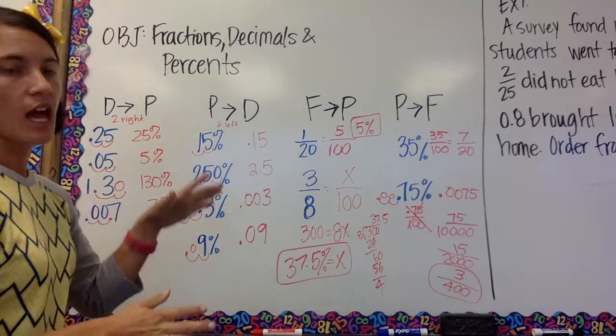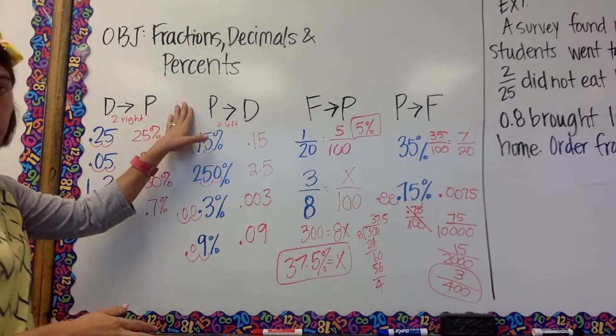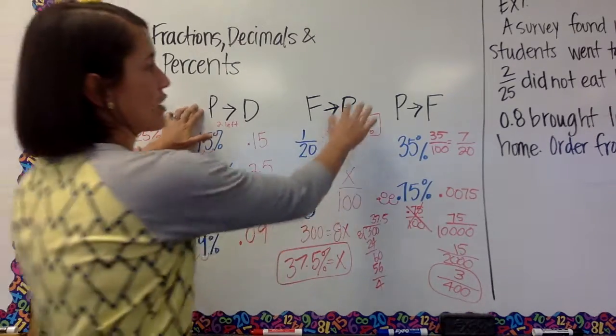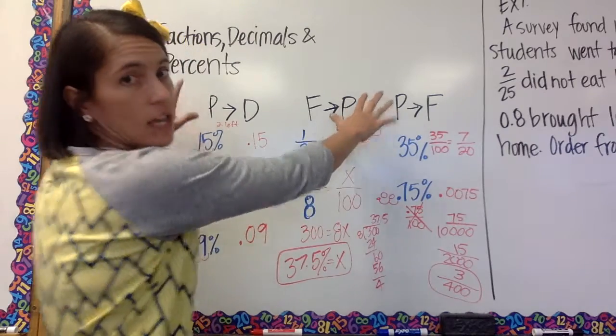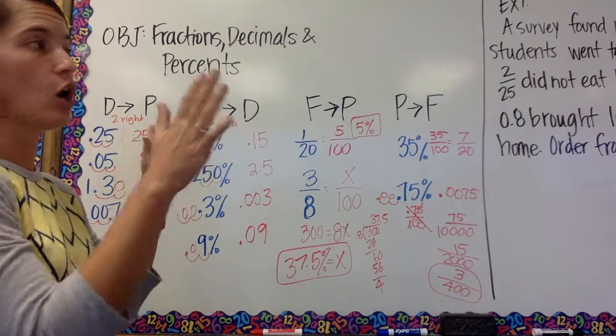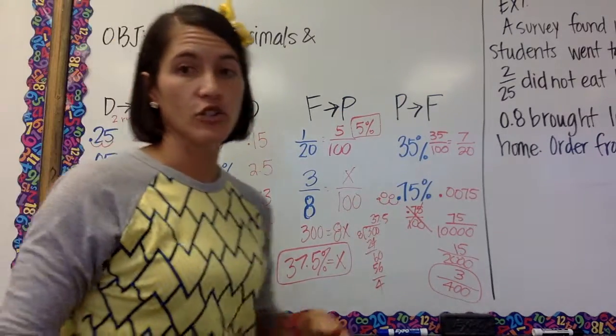So, decimals to percents, percents to decimals, fractions to percents, percents to fractions. They're all related, and they are all equivalent, just rewritten differently.